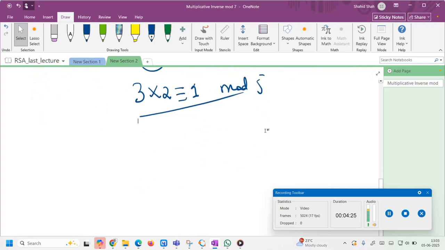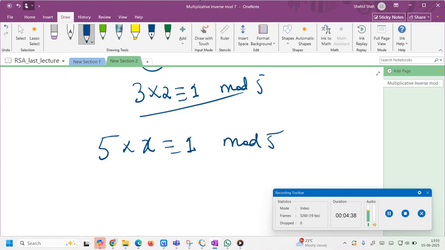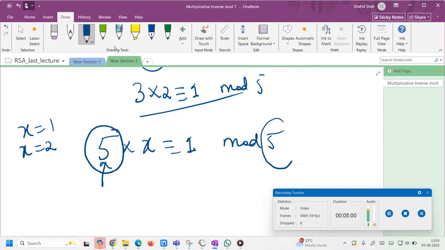Fine. Let's take one more example. Suppose we have the number 5 and we want to find its multiplicative inverse. Suppose x is some number such that 5 times x is congruent to 1 modulo 5. Now what will this number be? If you take x equal to 1, then 5 into 1 is 5, and the remainder is 0. If you take x equal to 2, then 5 into 2 is 10, remainder is 0. What we find is that this number 5 and the modulus with respect to which we are taking it are the same.